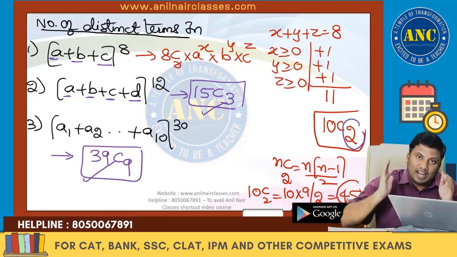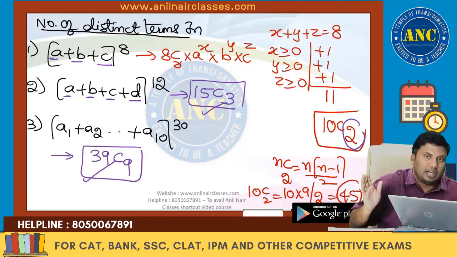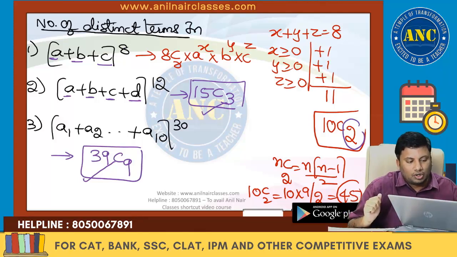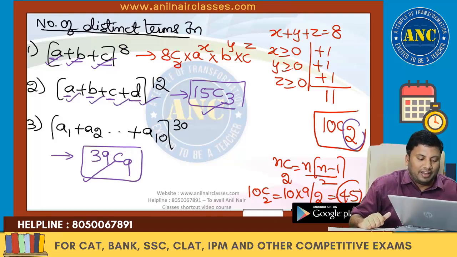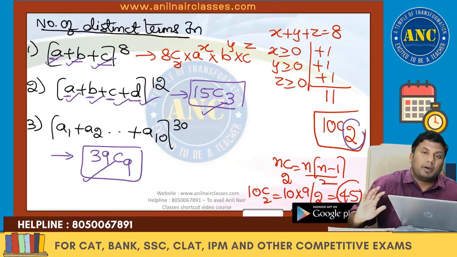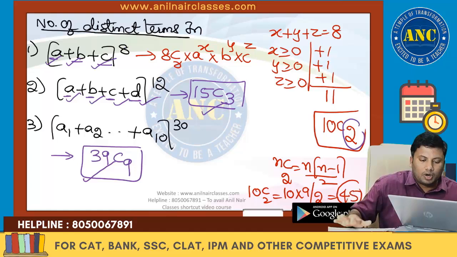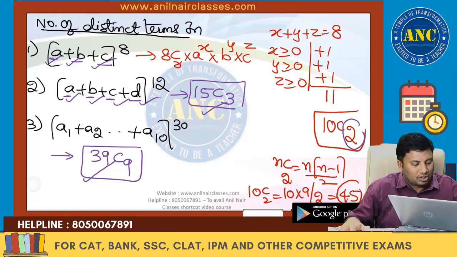8 plus 3 is 11. 11 balls are kept in a line. There are 10 gaps. Out of 10 gaps, I require 2 cuts. Why is it 2 cuts? For 3 variables, right? Same for 4 variables, 5 variables, 10 variables. Number of distinct terms. I hope the concept is clear to you, right?